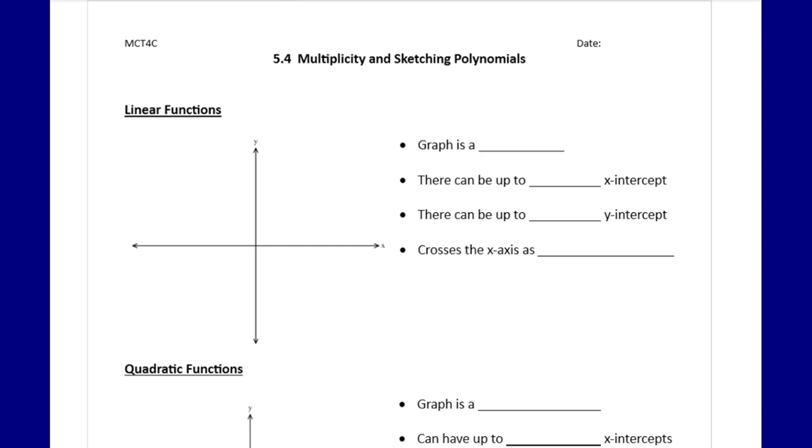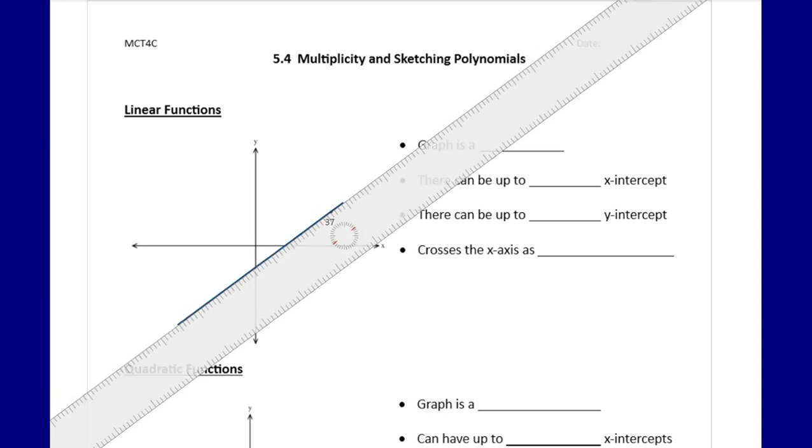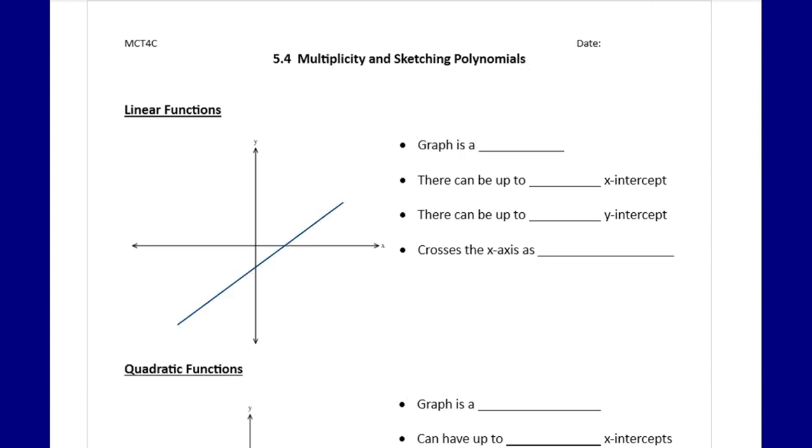The first one we're going to deal with is a linear function. A linear function is the one we should be most familiar with, and that is basically a straight line. So in a linear function, the graph is a line. There can be up to one x-intercept. As we can see here, there's one here. There can be up to one y-intercept, which would be here. But there may be some cases where there are none.